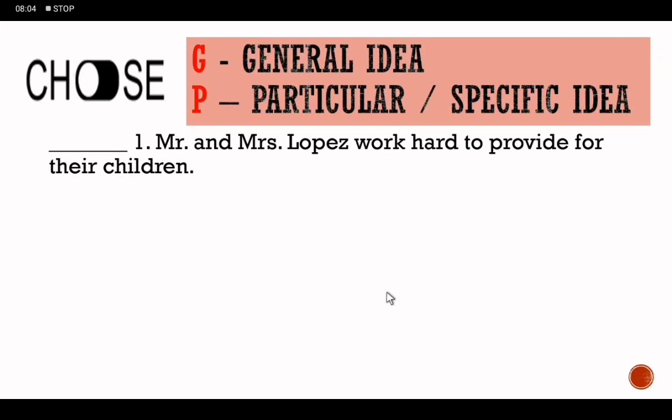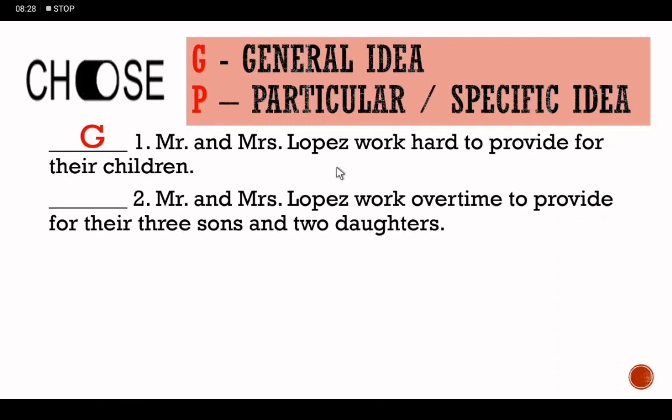Number 1, Mr. and Mrs. Lopez worked hard to provide for their children. G or P? General or particular? The answer? General. Because it did not specify the details how they work hard or they provide for their children.